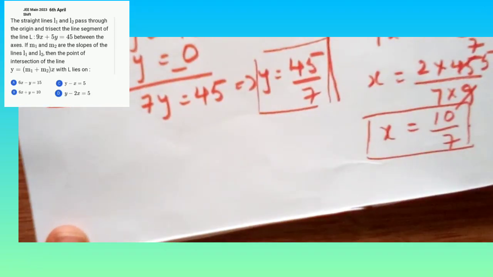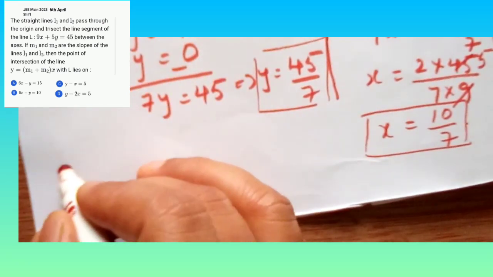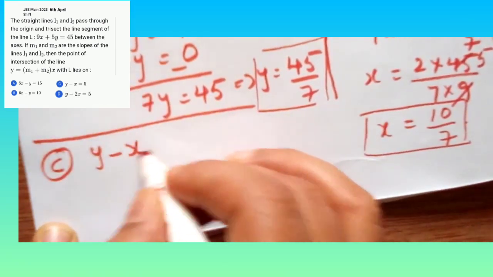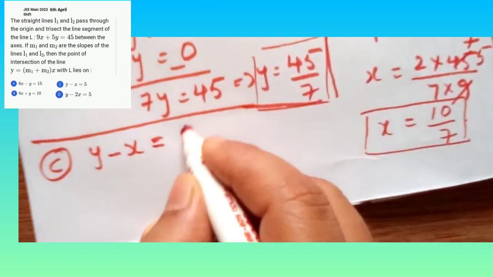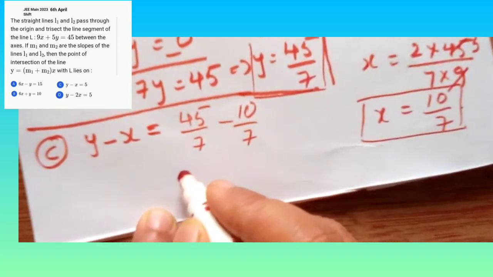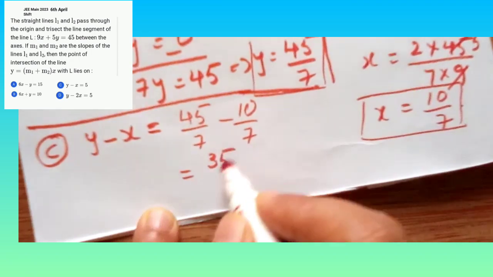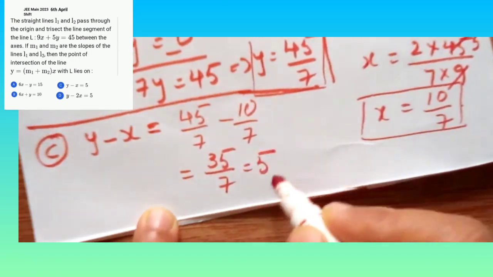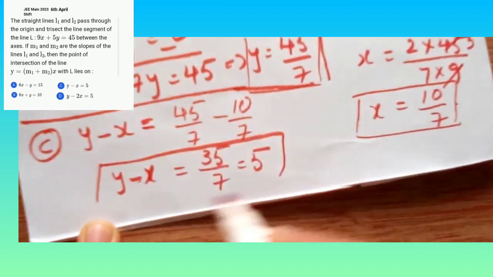Check the options. So check option C. Option C is y minus x. If you do y minus x, y is 45 by 7 minus 10 by 7. So that is equal to 45 take away 10 is 35 by 7, that is equal to 5. So y minus x equal to 5. It satisfies option C.